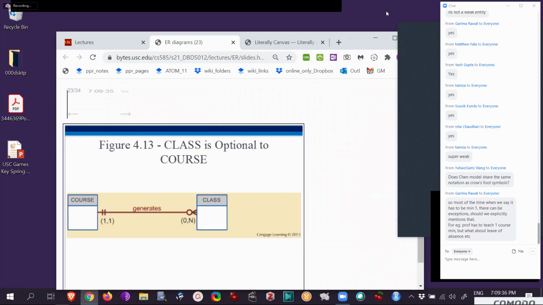Does Chen model share the same notation as crowfoot? It seems like it, but yes and no. The Chen has more flyouts and more like parallel lines and so forth. This looks more like class diagrams. So the answer is no. Crowfoot, exactly. Those symbols are not shared in Chen. Most of the time, when we say min one, there can be exceptions. Yeah, leave of absence, all that is handled entirely separately. One min means when I go in the course catalog, I would see any USC paid professor, the name at least one time. These are extra things that are not part of table design, okay?